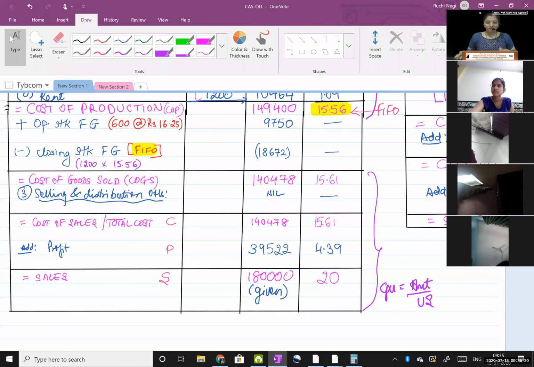Once this is done, then I just need 3-4 minutes more to explain you. If in exam the same question comes, but they tell you to value closing stock of finished goods by weighted average method, then what to do?